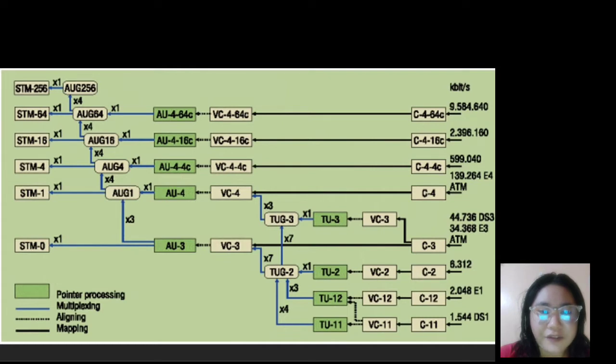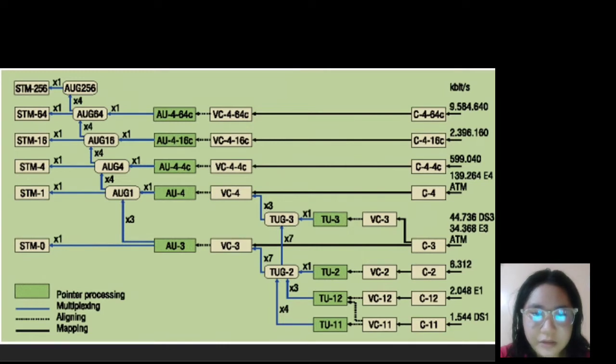In accordance with the levels defined by the standard, SDH recognizes different hierarchies such as STM1, which has 155 megabits, STM4, which has 622 megabits, STM16 with 2488, and STM64 with 9953 megabits and more.